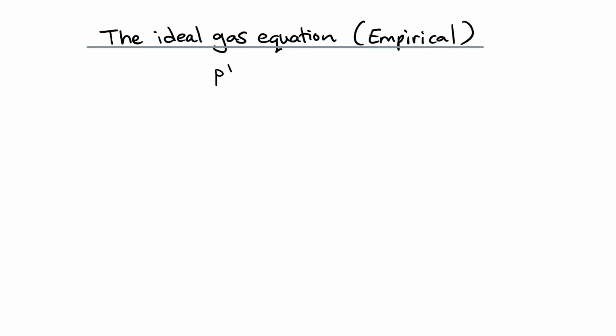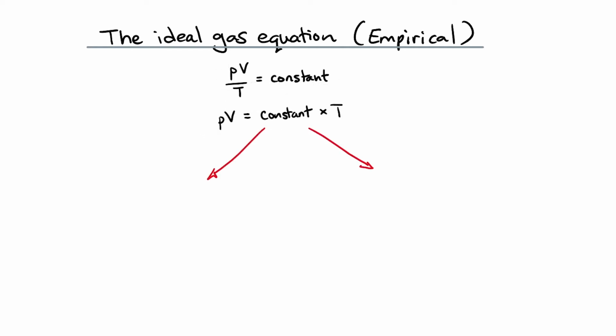We begin by remembering that the pressure multiplied by volume and divided by the temperature of an ideal gas is always equal to a constant. So PV is some constant multiplied by T. There are two main versions of the empirical ideal gas equation depending on which constant we use.